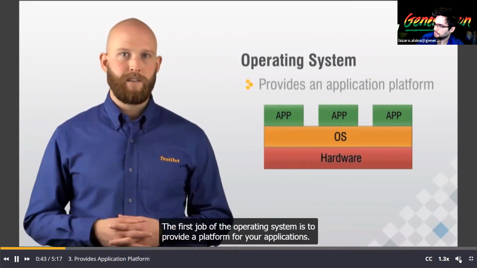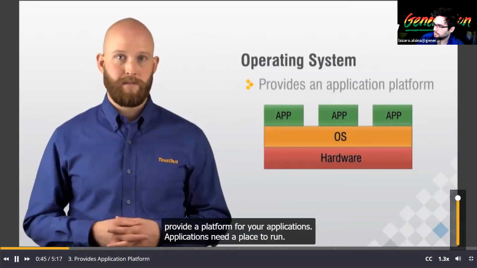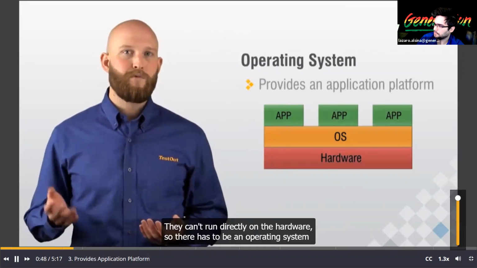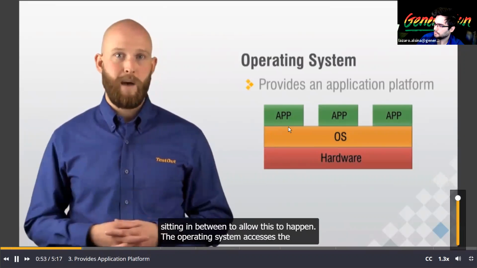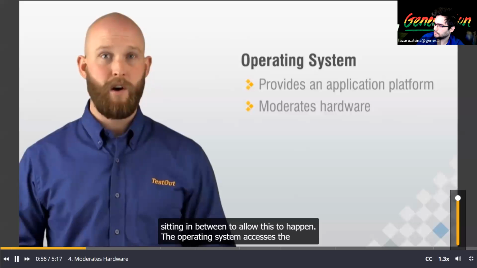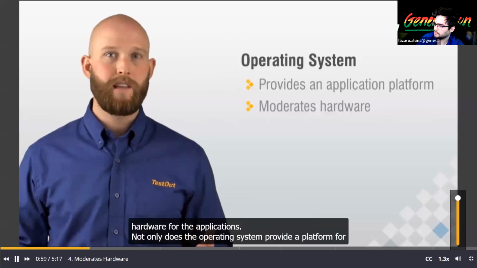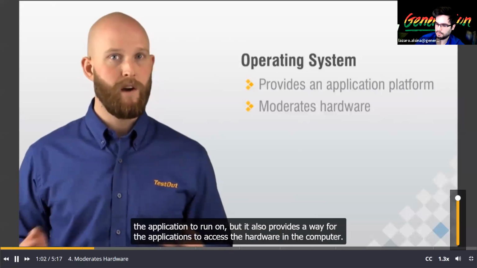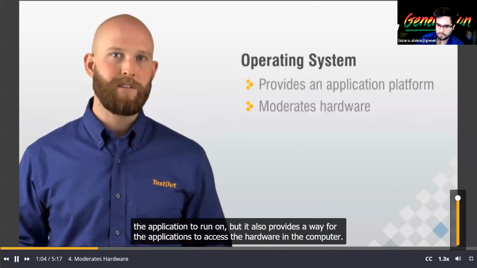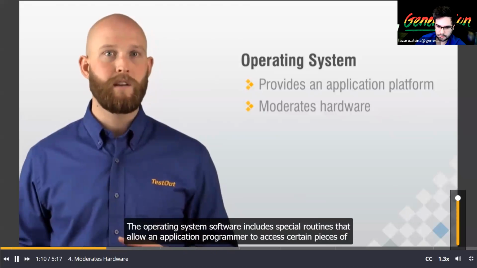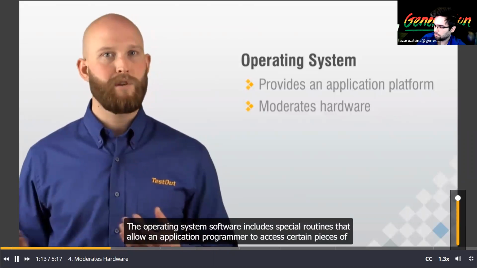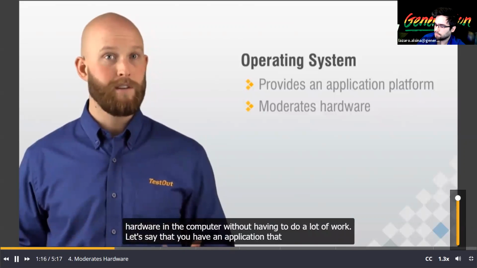The first job of the operating system is to provide a platform for our applications. Applications need a place to run, and they can't run directly on the hardware, so there has to be an operating system sitting in between to allow this to happen. The operating system also accesses the hardware for the applications. Not only does the operating system provide a platform for the application to run on, but it also provides a way for the applications to access the hardware in the computer. The operating system software includes special routines that allow an application programmer to access certain pieces of hardware in the computer without having to do a lot of work.